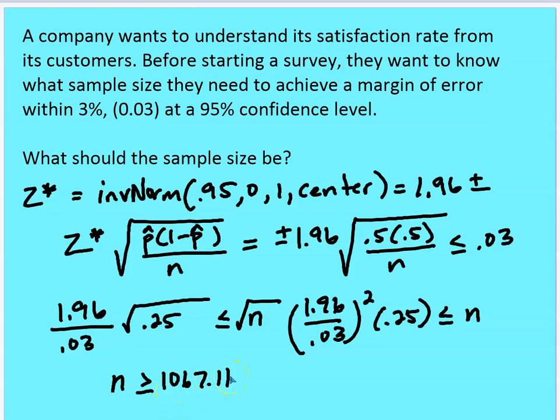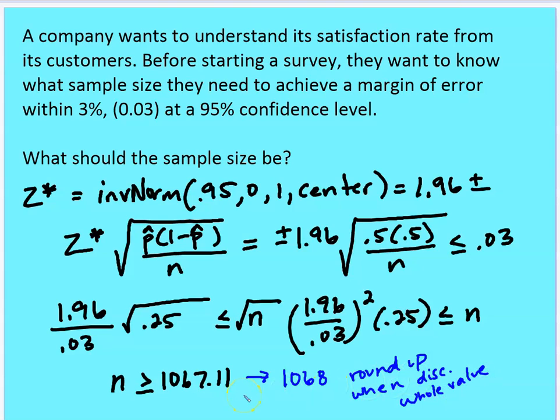1067.11. Now, because sample size is going to be individuals, I can't have 0.11 of a person, so I'm going to round up. So the value should be 1,068 people. So this would round up when we're talking about whole values.